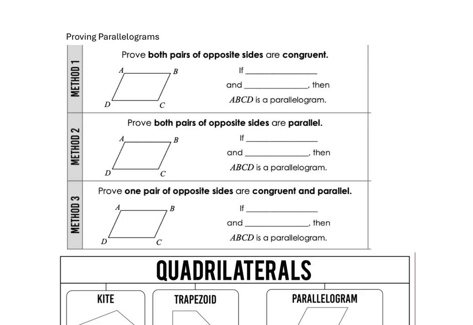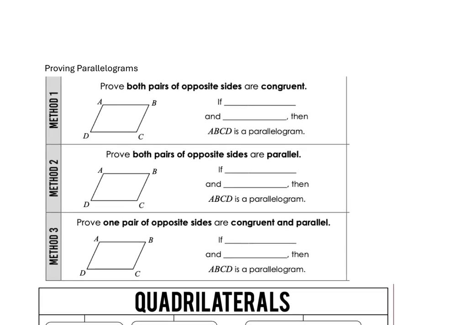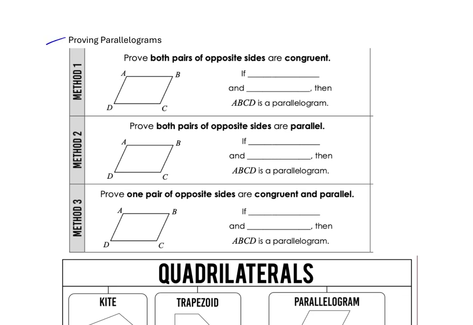Real fast before we jump into rectangles, there is a chunk that we take out of this chapter, but I'm just going to show you these three methods. This section is how you prove something is a parallelogram. Proving something means doing proofs, right? And I promised you we wouldn't do proofs this semester, so we didn't, and we're not going to.